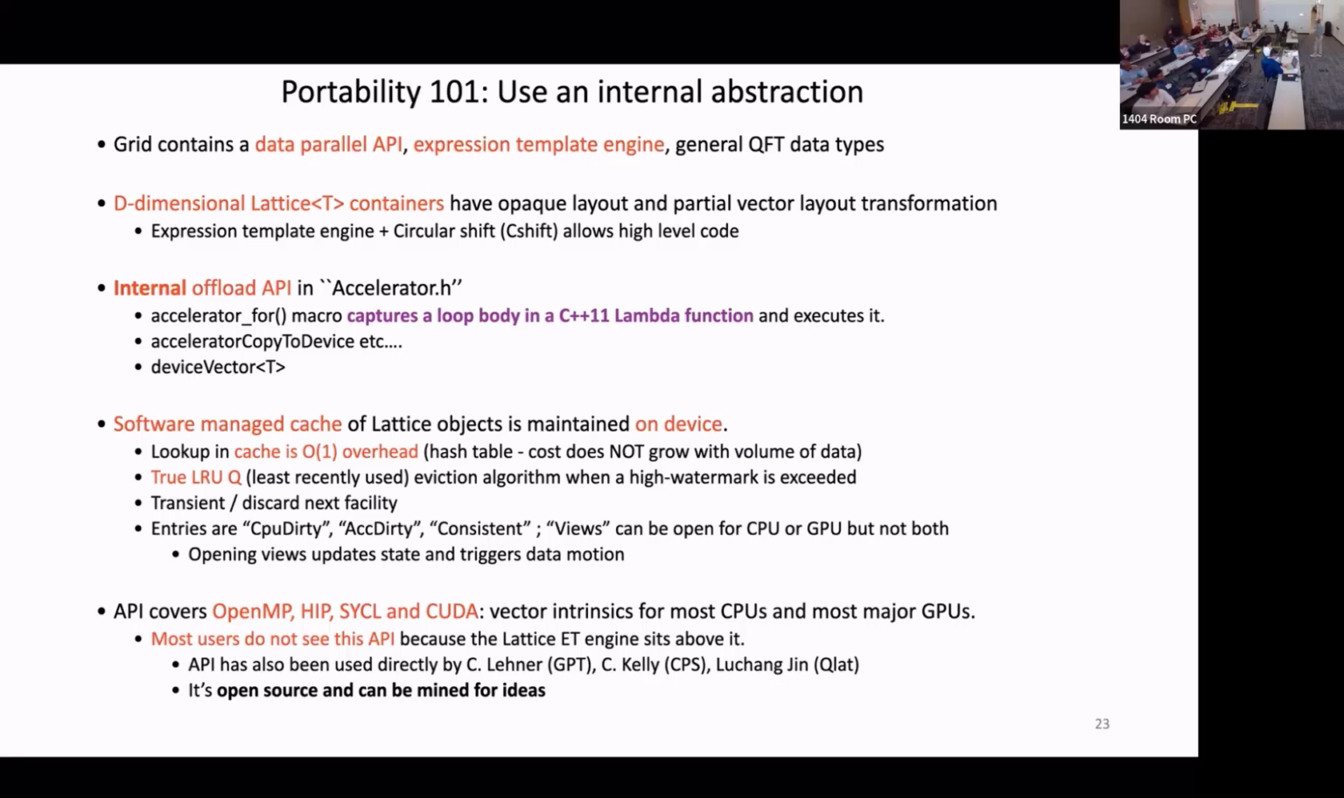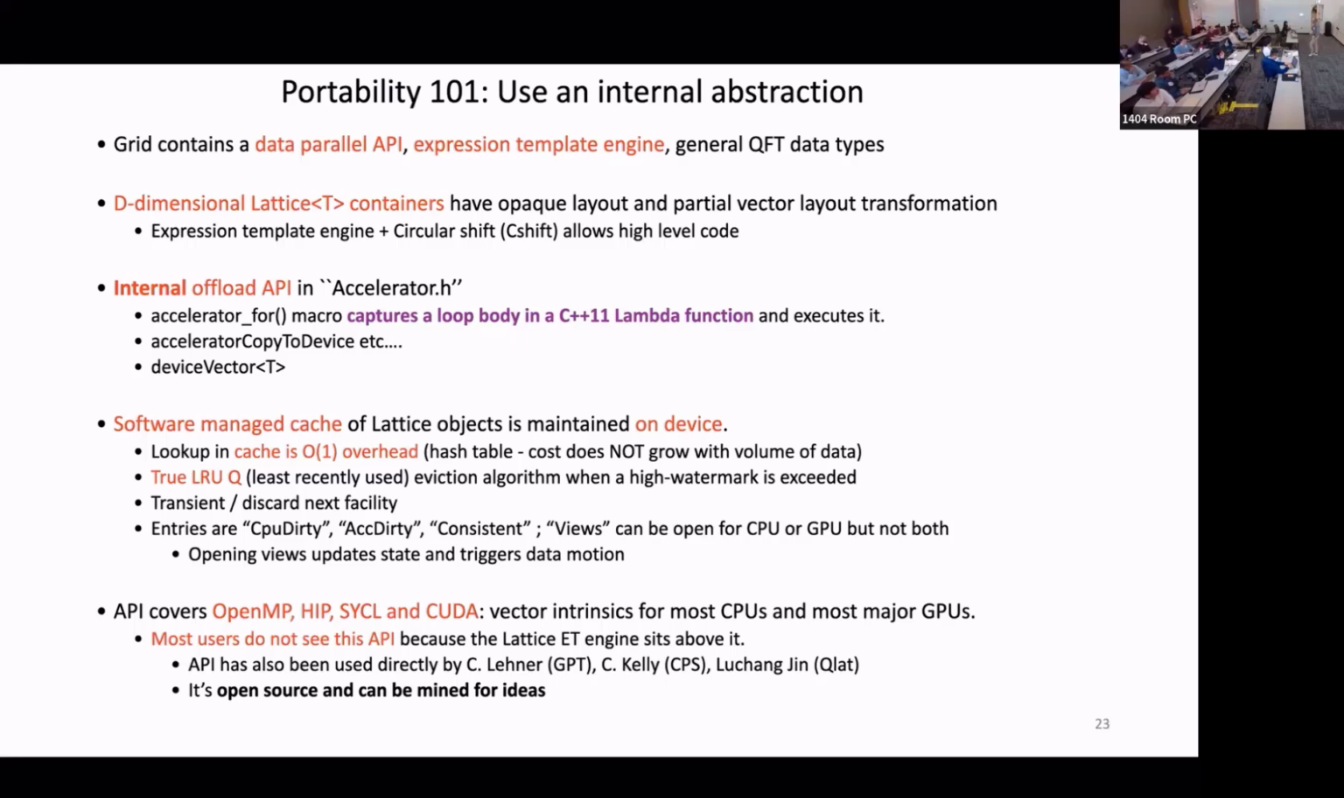The API covers OpenMP, HIP, SYCL, CUDA. You don't see it. It's all under the hood. I've wrapped vector intrinsics for most CPUs and most major GPUs. The users do not see this API because it's hidden under the expression template engine for the most part. So Hadrons, for example, the contract with Hadrons is you will not drop beneath this higher level. We will write things in Grid if it's doing it because then I can maintain it, and if I change the interface, they will not be broken by it. So most users don't see the API.